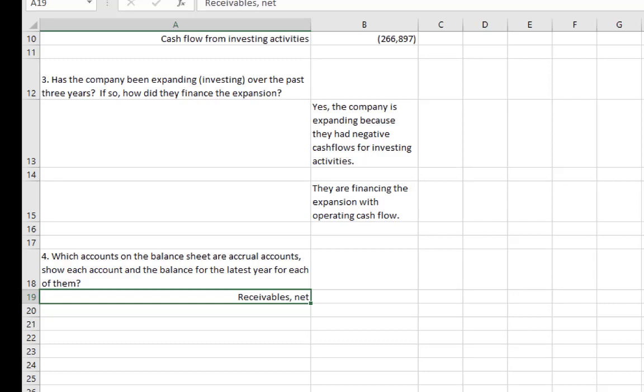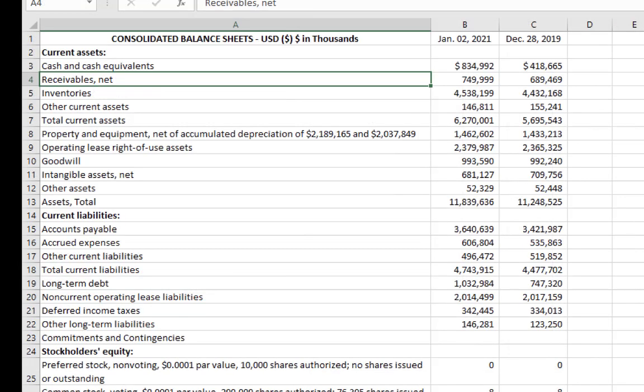I'm going to go back to my balance sheet. Inventory is not an accrual. Other current assets, I don't really know. There may be some accrual in there, but I'm not going to worry about it. If it doesn't say accrual, I'm not going to worry. So that's all of my assets. Now remember, accrued liabilities and assets are basically going to be current. So I'm not going to look down here at any of these assets.